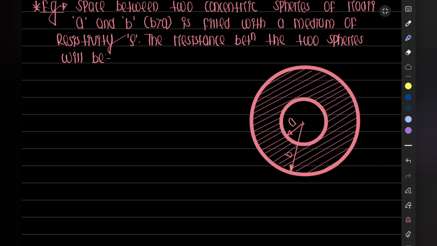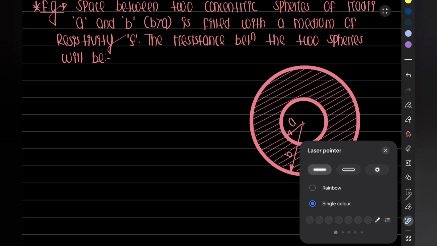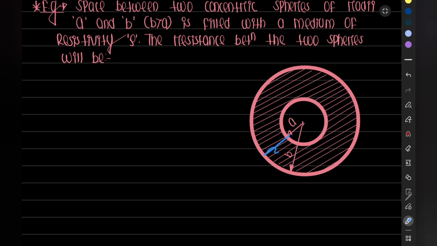So as we know, when we move from A to B, our radius is continuously changing. So we cannot basically directly find the resistance. We will have to go with the concept of integration. So two key concepts we are going to use here. Let me write the two key concepts.